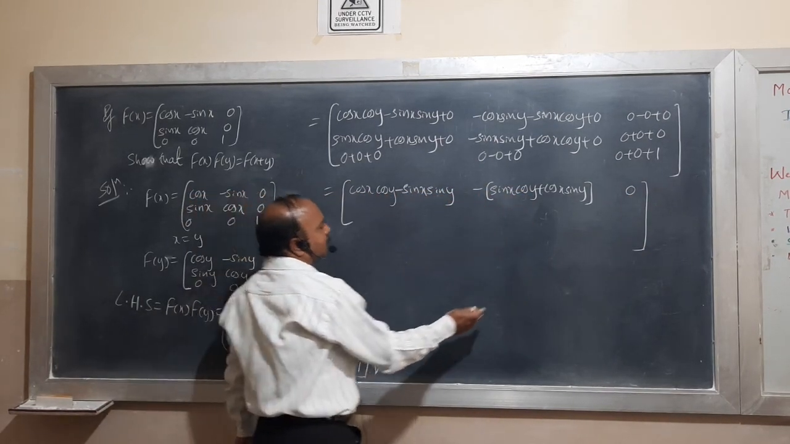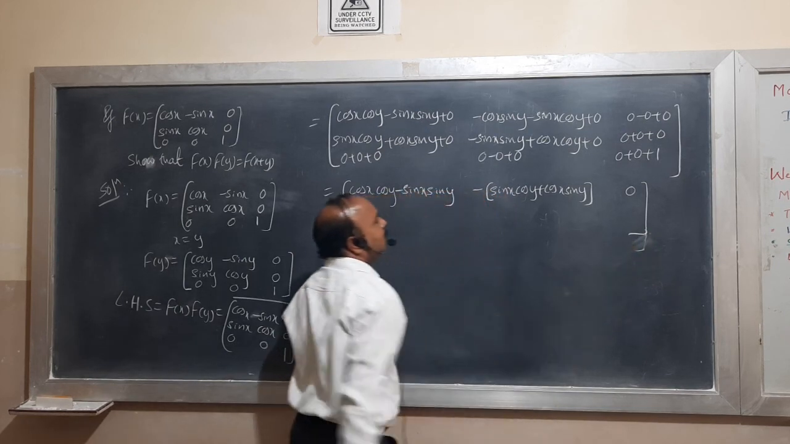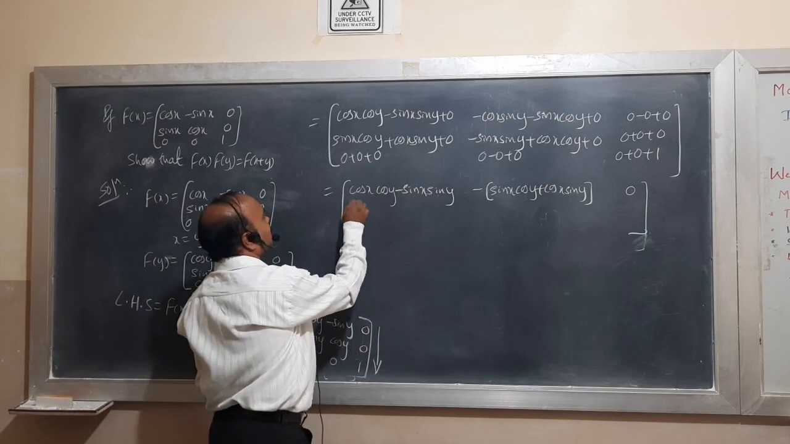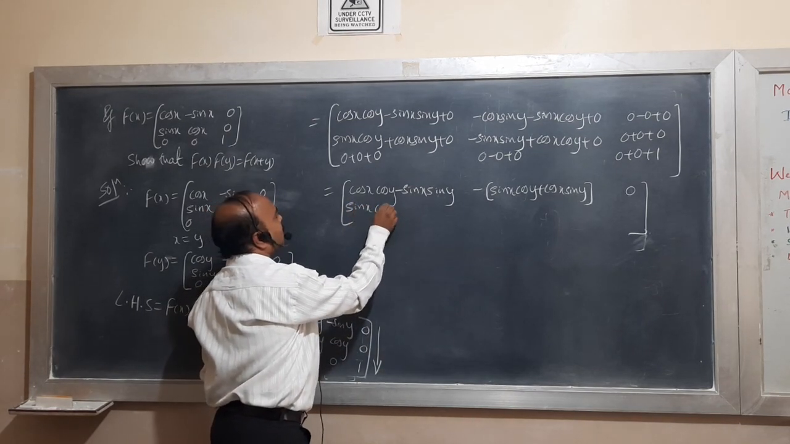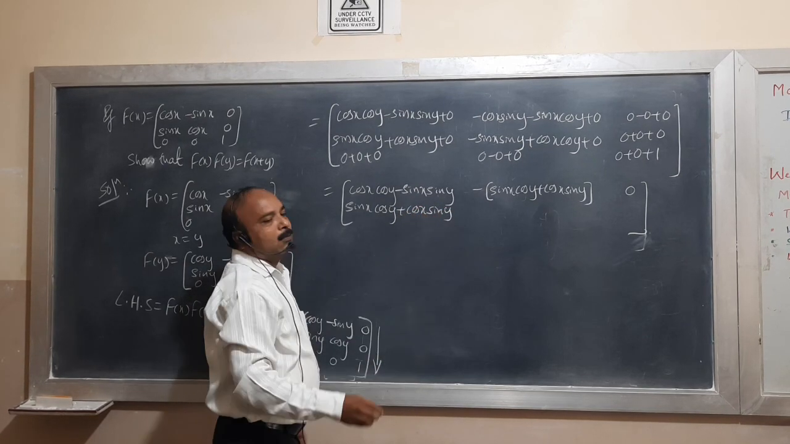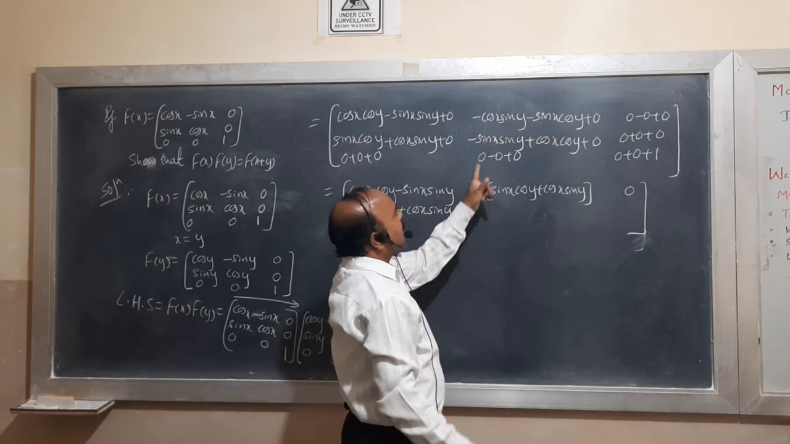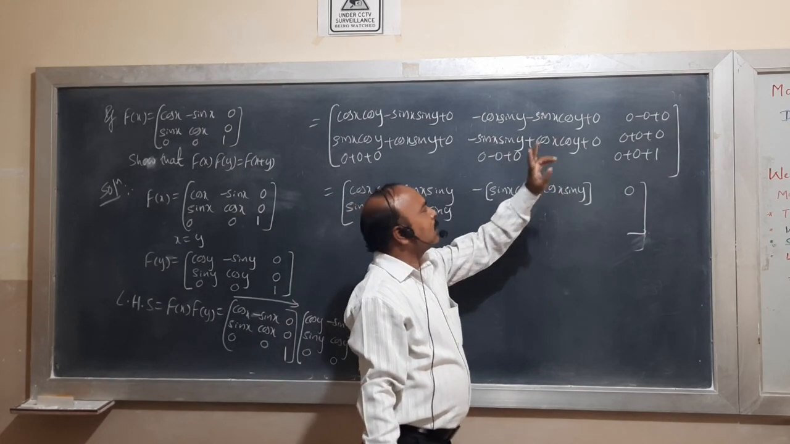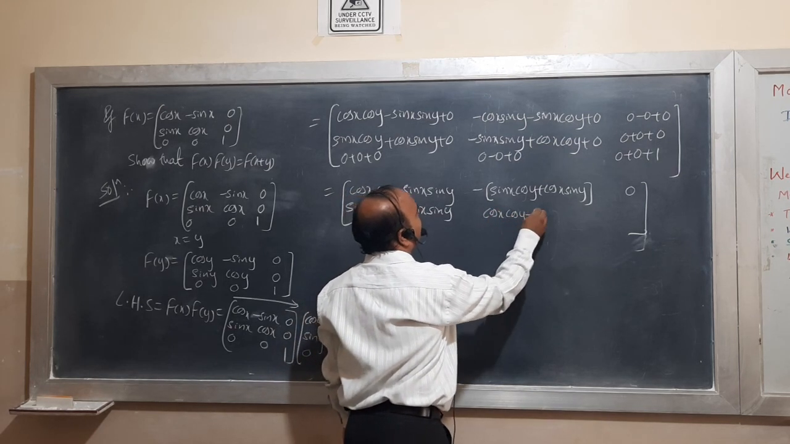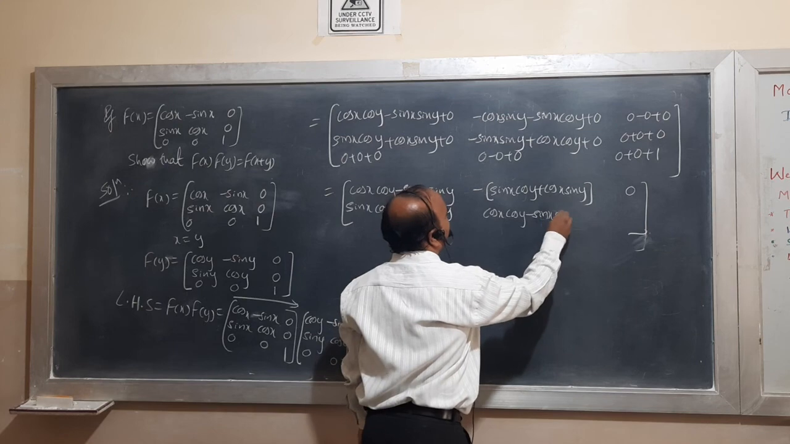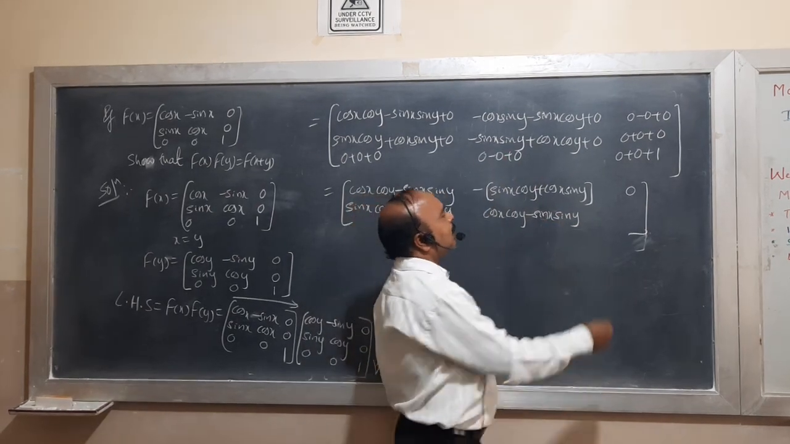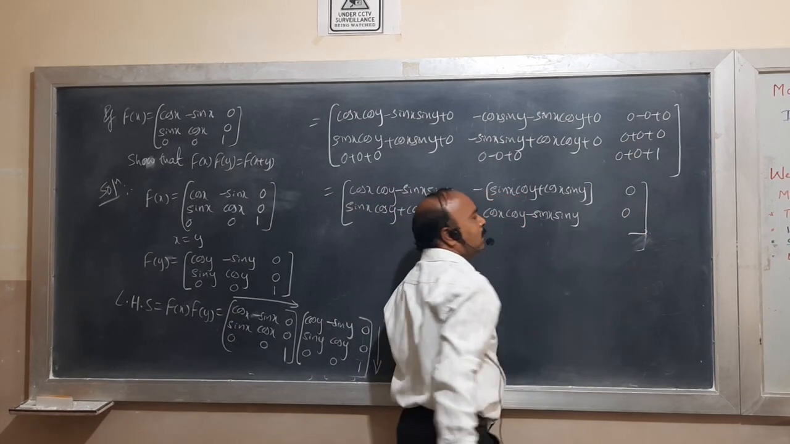Next we go for the second row. It is sin x cos y plus cos x sin y as it is. Here it is minus sin x sin y plus cos x cos y. I write it as first cos x cos y minus sin x sin y. First I write the positive term, next I write the negative term. And here also 0 plus 0 plus 0 is 0.